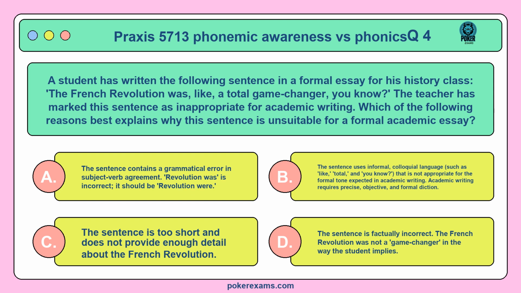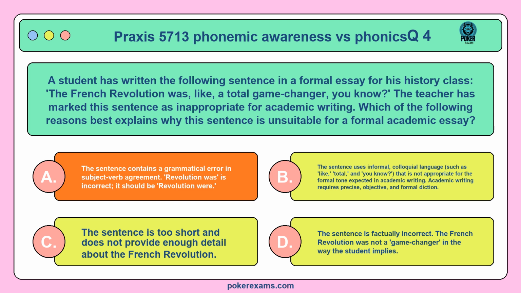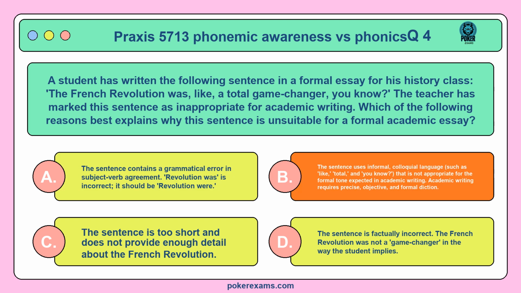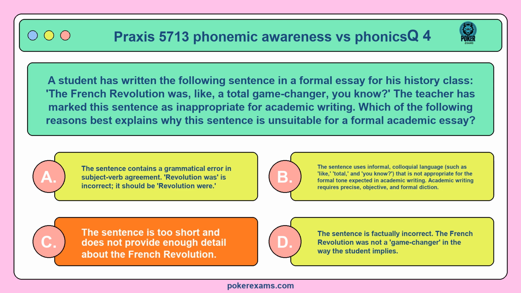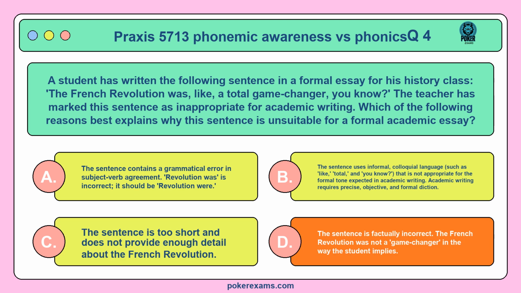Option A. The sentence contains a grammatical error in subject-verb agreement. "Revolution was" is incorrect. It should be "revolution were." B. The sentence uses informal, colloquial language, such as "like," "total," and "you know," that is not appropriate for the formal tone expected in academic writing. Academic writing requires precise, objective, and formal diction. C. The sentence is too short and does not provide enough detail about the French Revolution. Or D. The sentence is factually incorrect. The French Revolution was not a game changer in the way the student implies.